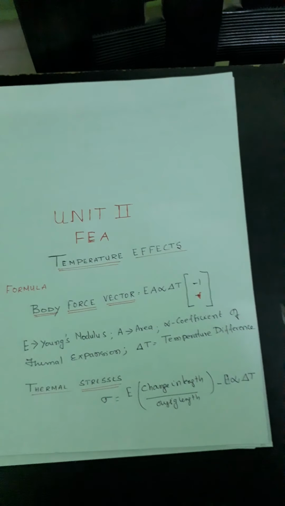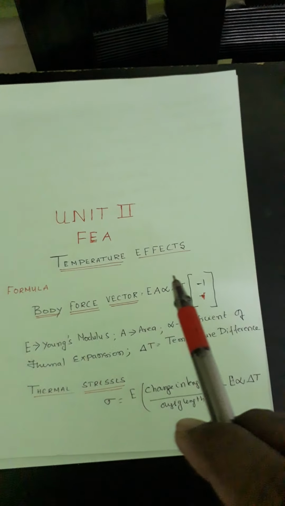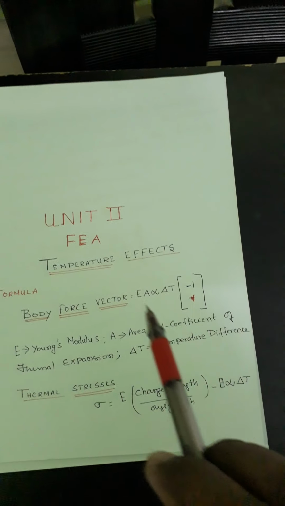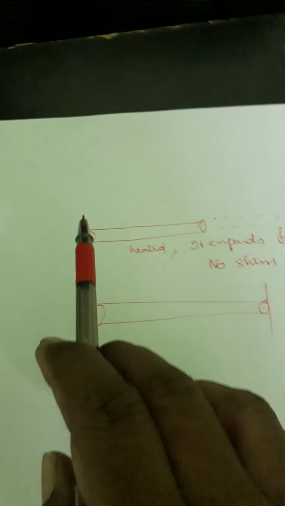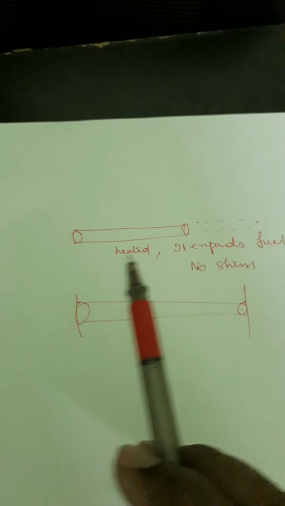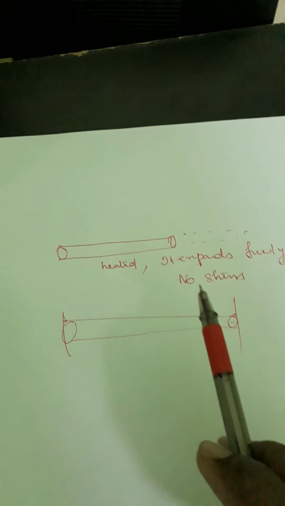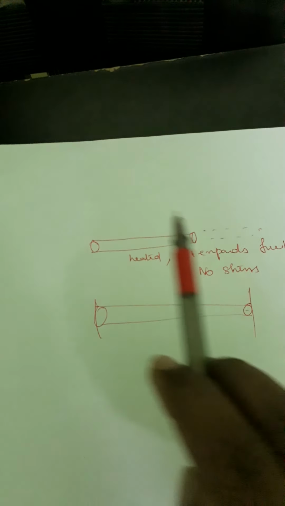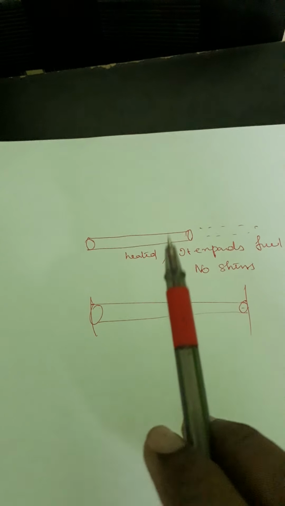I'll tell you how it is. See, this E A alpha delta T, what is that? Suppose you have a bar here and it is getting heated. It expands freely. As it expands freely, there is no obstruction for this bar to expand. There will be no stresses induced in this bar. Remember, until it expands freely, there will be no stresses at all.